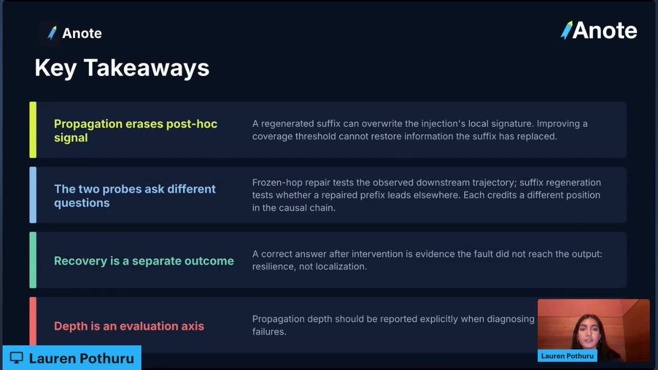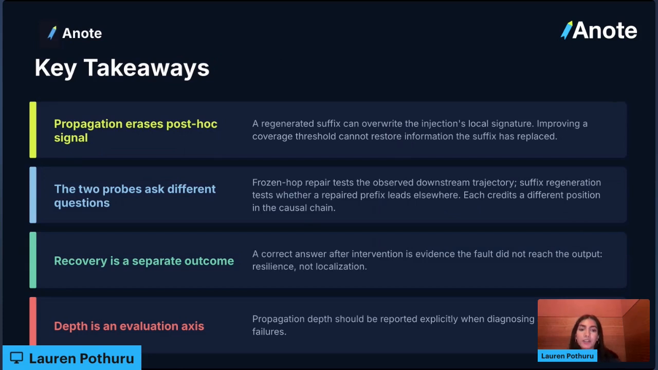3, recovery is its own separate outcome. So a correct answer after we injected a fault tells you that the agent was resilient, not that a diagnoser was able to actually fix any error at any specific hop. So the agent was able to self-correct rather than a diagnoser effectively repairing one failed hop.